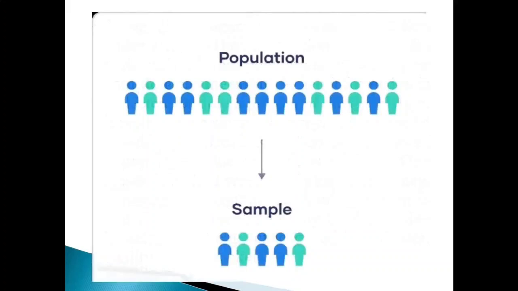So this is some kind of pictorial representation of a sample and a population. A sample consists of a small number of people in terms of the population; the population consists of a large number of people in terms of the sample. Okay.